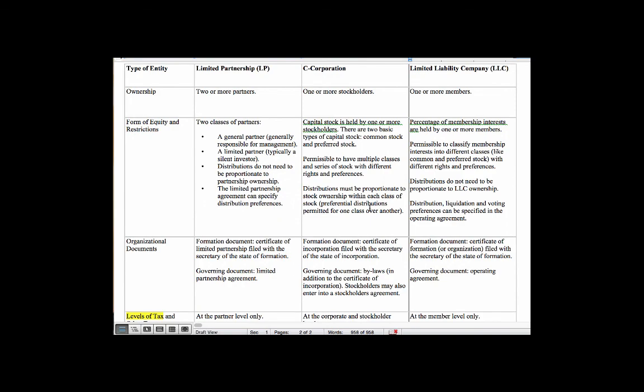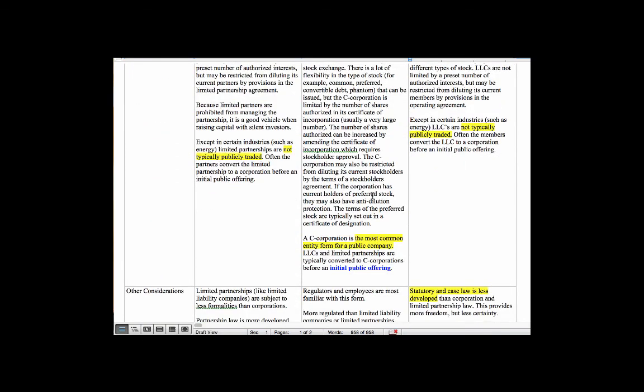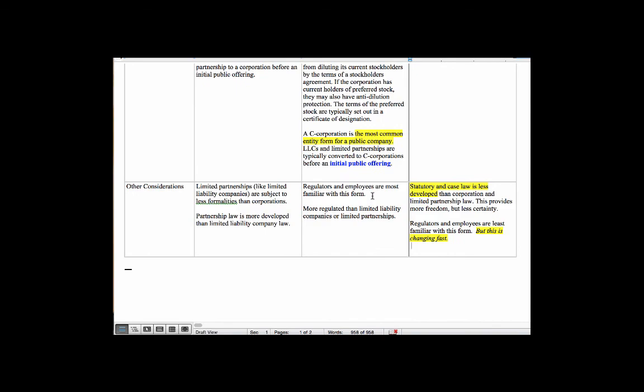So I didn't bother to include S Corps in this chart, but I just wanted you to be aware that that's a concept that sometimes you'll run into.